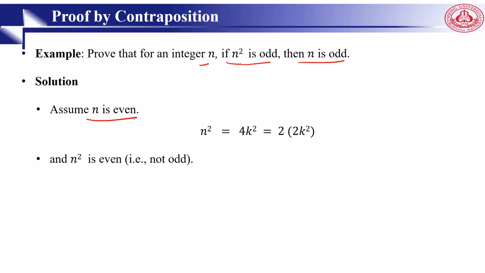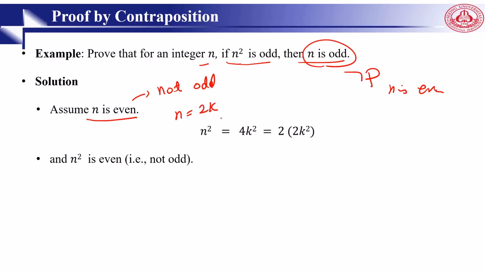We suppose n is even, the opposite side, right? From the opposite side, we start from not p. Not p is: n is even here. So when we say n is even, in fact, we say it is not odd, right? So if it is even, there exists an integer k, for example, where n is equal to 2k.